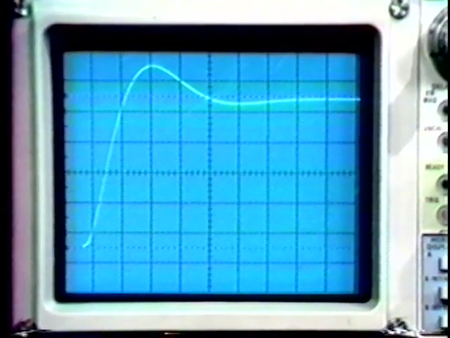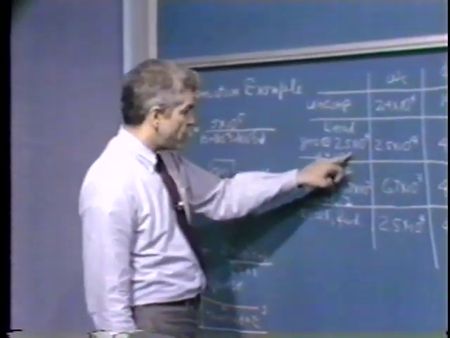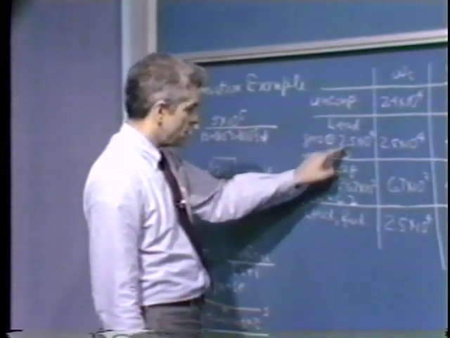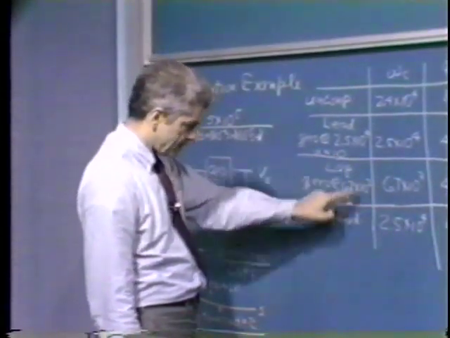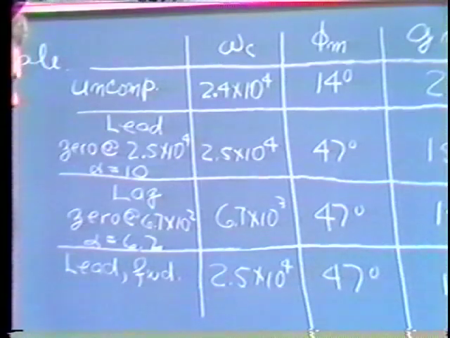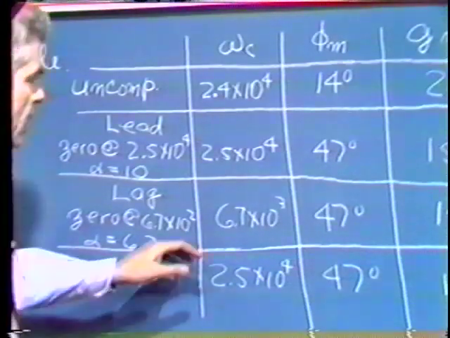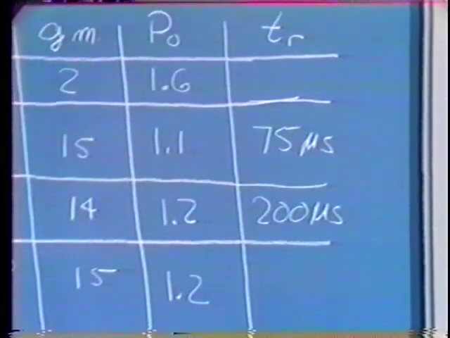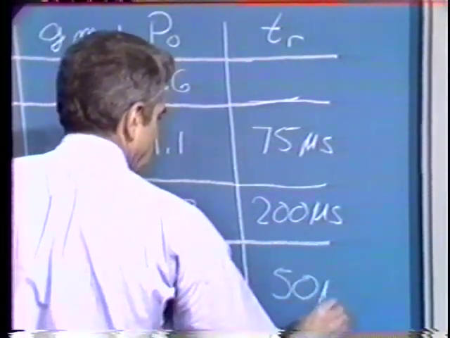So if we take lead in the forward path with the same parameters as we used in our previously determined lead example, so that we're comparing comparable systems, and in particular a 0 at 2.5 times 10 to the 4th radians per second, an alpha of 10, we of course get crossover at exactly the same value of phase margin. Those quantities are dependent on the AF product, not the way the dynamics are distributed between A and F. And we in fact get a peak overshoot 1.2 times the amplitude of the step, and we get a rise time of about 50 microseconds.